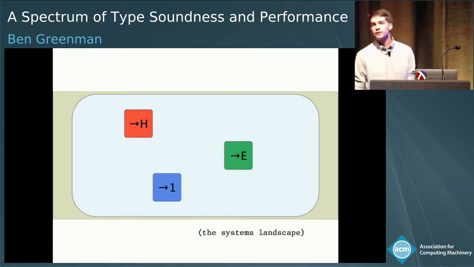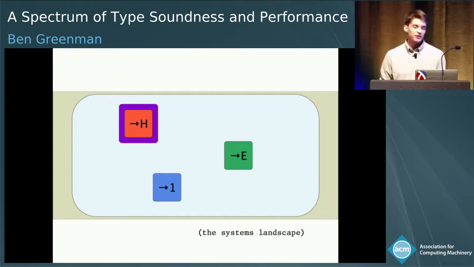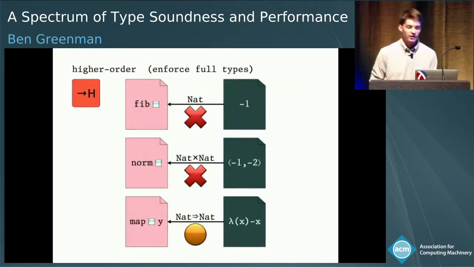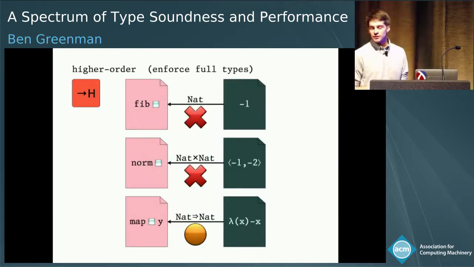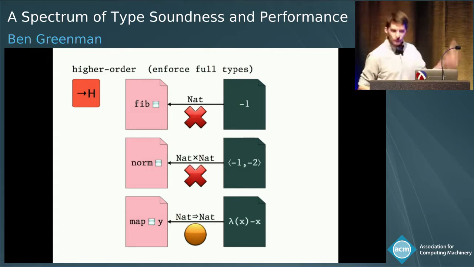So in our study of the literature, we found three main approaches to defining semantics for these languages. We'll start with H for higher order. The goal of the higher order semantics is to fully enforce types at the boundary between typed and untyped code. So in terms of our examples, if typed code expects a natural number and receives an integer, it's rejected. The semantics raises an exception. Similarly, if typed code expects a pair of naturals and receives a pair where the elements are not naturals, it's also an error. And now, if typed code expects a function and receives a lambda, it conditionally accepts the function.